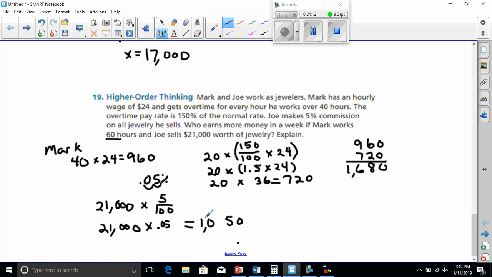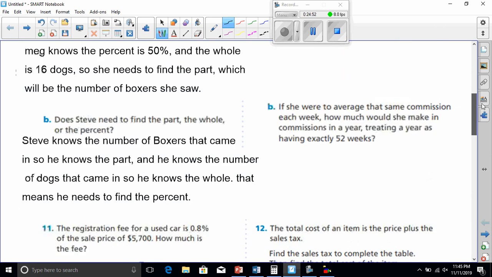Since 1,680 is way more than 1,050, I can say that Mark made more money. He wants to know who earned more money in the week? Yes, Mark earned more. This was Joe's work over here, so I'll label this Joe. And that is pretty much it. No more for me to do, which means the rest are all for you to do. Good luck, and I'll see you.